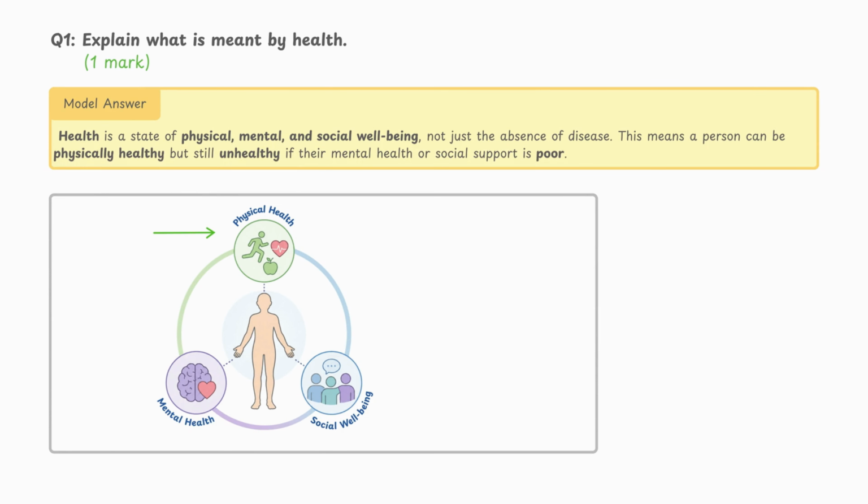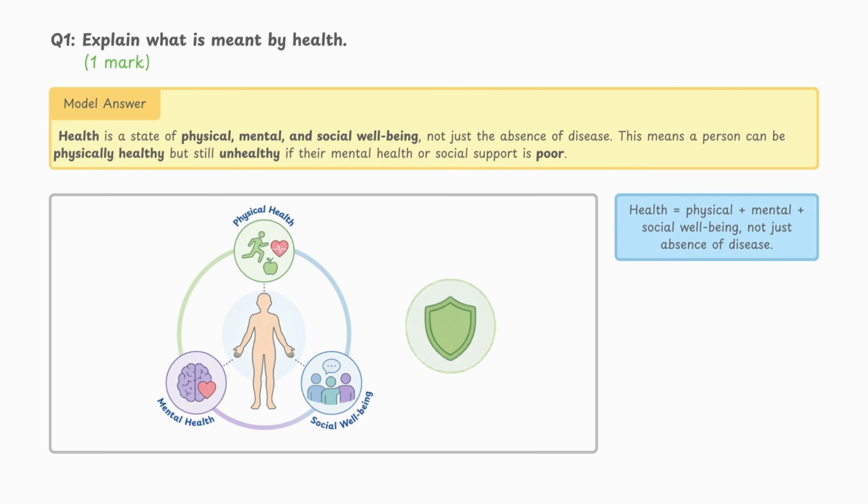Health is a state of physical, mental, and social well-being, not just the absence of disease. This means a person may appear physically healthy, but can still be unhealthy if they experience poor mental health or lack social support.